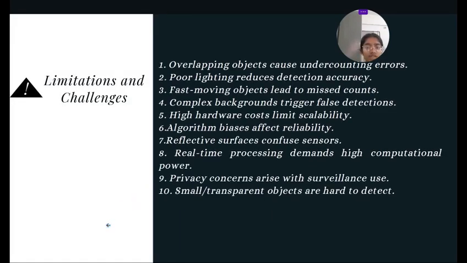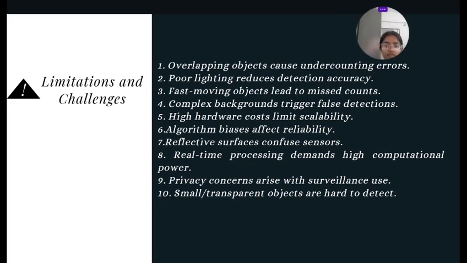Next are the limitations and challenges of the digital object counter. Overlapping objects cause undercounting errors, poor lighting reduces detection accuracy, fast moving objects lead to missed counts, high hardware cost limits scalability, reflective surfaces confuse sensors, and real-time processing demands high computational power. Privacy concerns arise with surveillance use. Small and transparent objects are hard to detect.